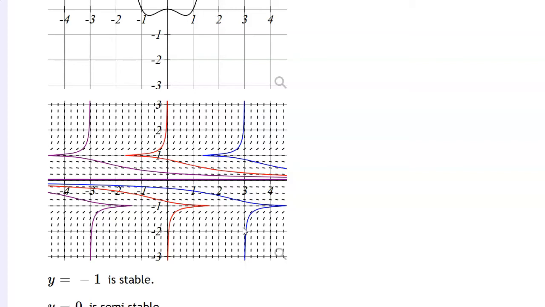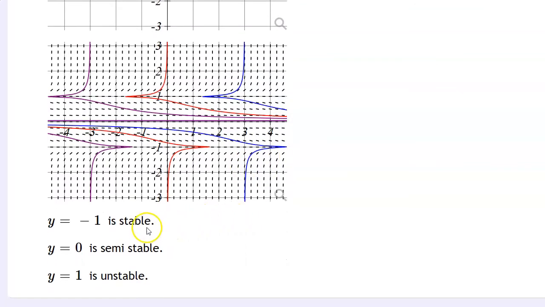I'll have to do that in another video, but you can see here that we have a stable equilibrium value at -1. All of these things are zooming in towards it. We have a semi-stable one at 0, where it's stable from above but unstable from below. And then we have an unstable equilibrium value up at 1, where things are just moving away from it. Okay, so there you go. There's a couple of examples.